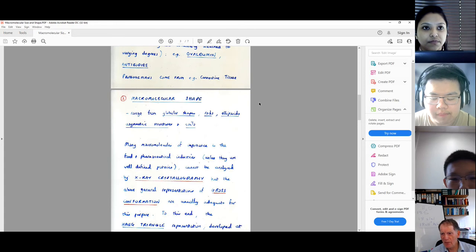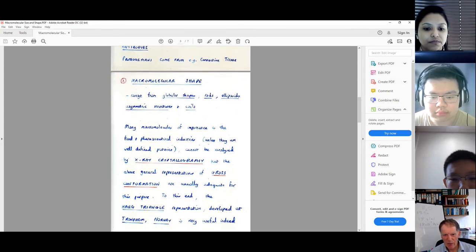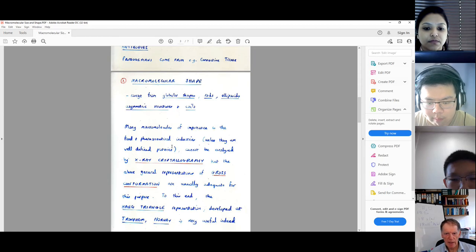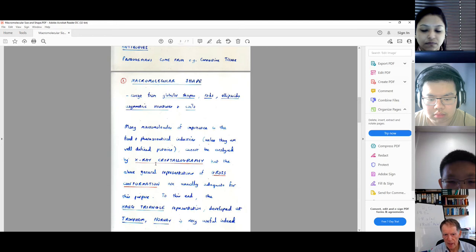many macromolecules, I have to revise this slide, I'm afraid, guys, of importance to the food and pharmaceutical industries, and also the environment. I think we should add that. So many macromolecules of importance in food, pharmaceutical, or in the environment cannot be analyzed by X-ray crystallography unless they are well-defined molecules like proteins. The vast majority can't be analyzed by X-ray crystallography. And sometimes they are also too large to be analyzed by other techniques like NMR, which can also give detailed high-resolution structures. But we can still represent the overall or gross, that means overall, conformation, which is usually adequate to describe the solution properties.